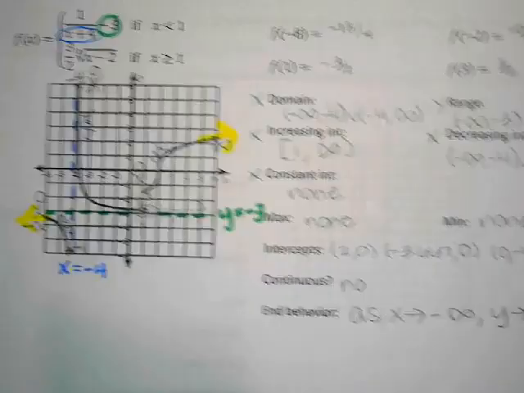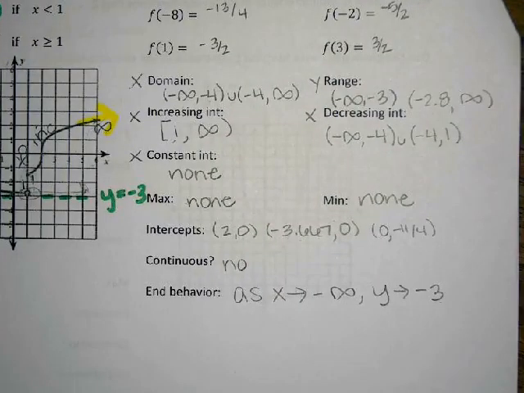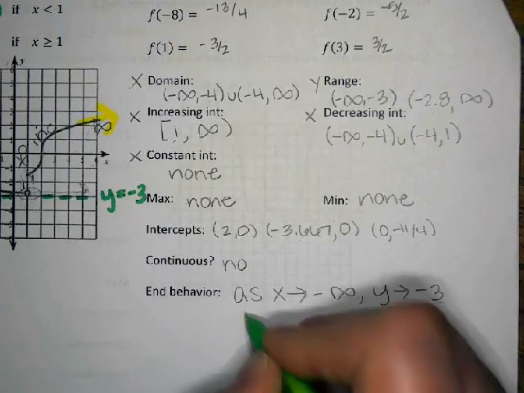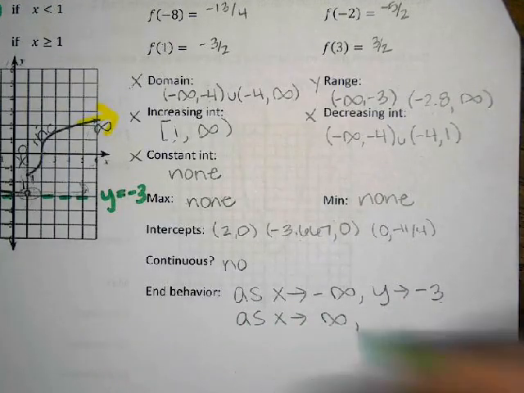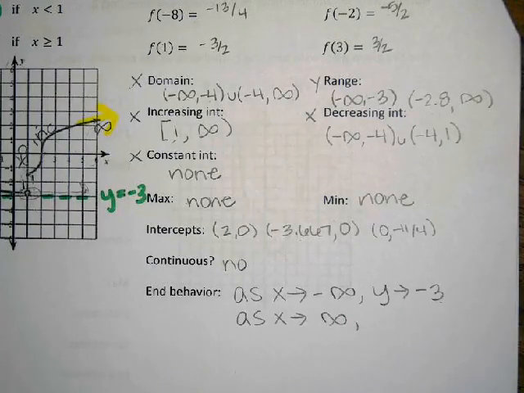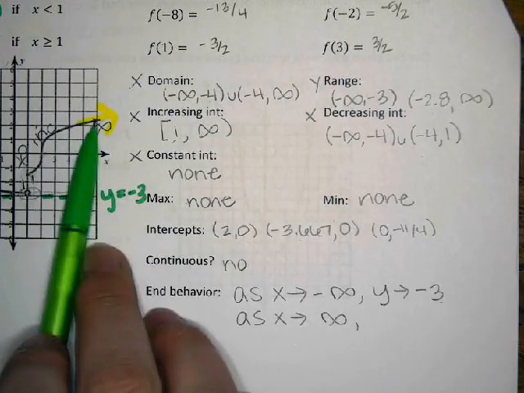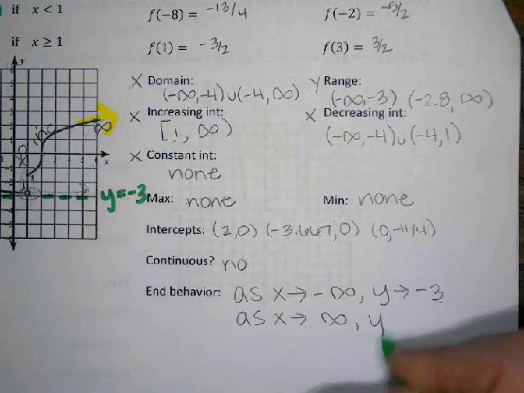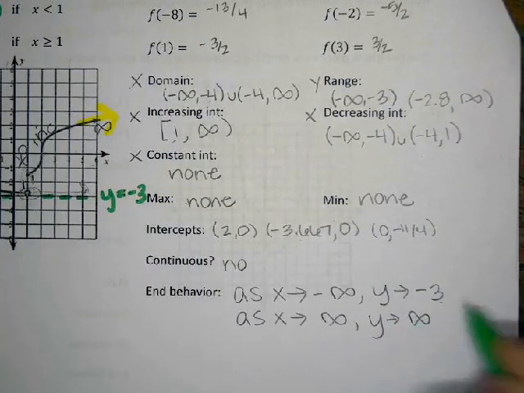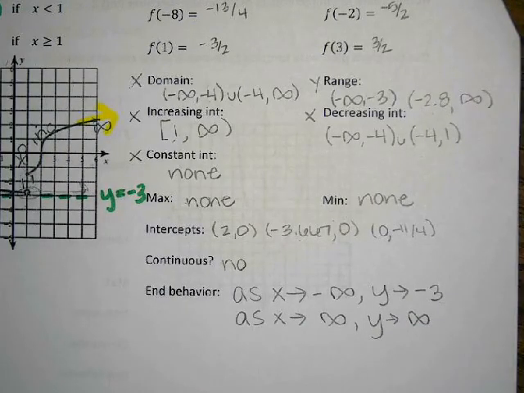As we look at the right arrow, what do we see for the right arrow? Yeah, it goes up forever. It doesn't go super fast, but it does go up forever. So y goes to positive infinity. Okay.